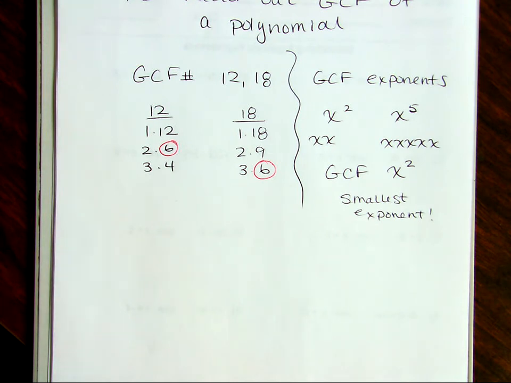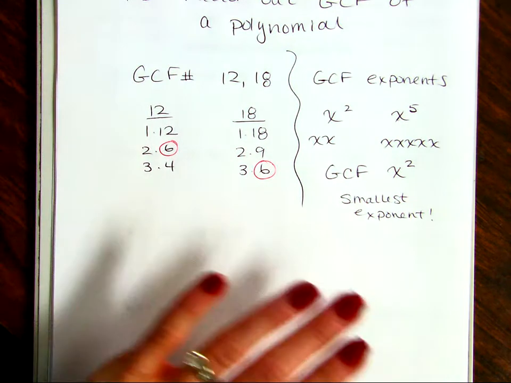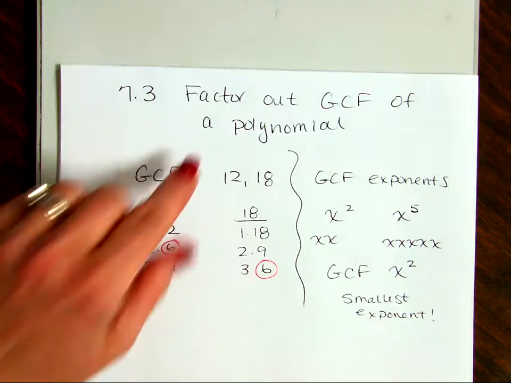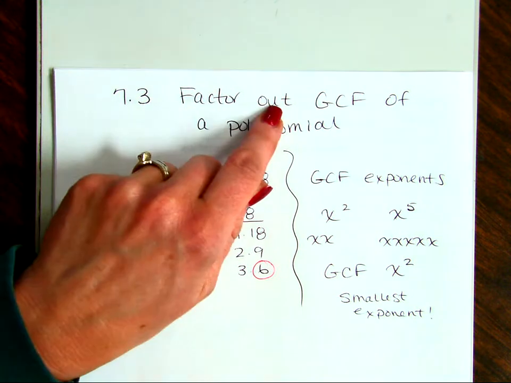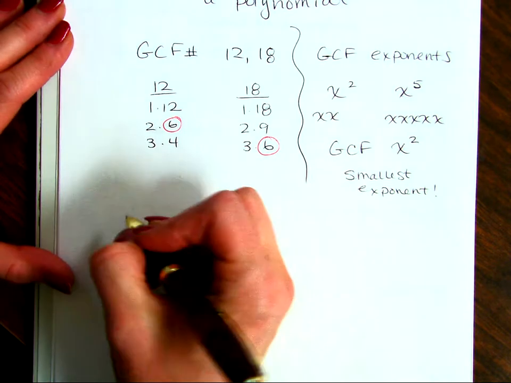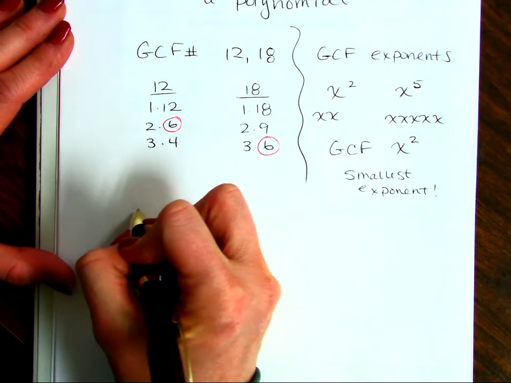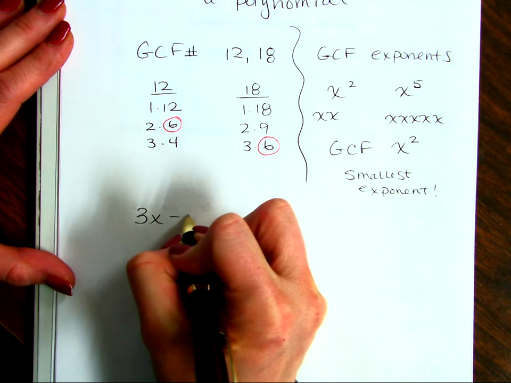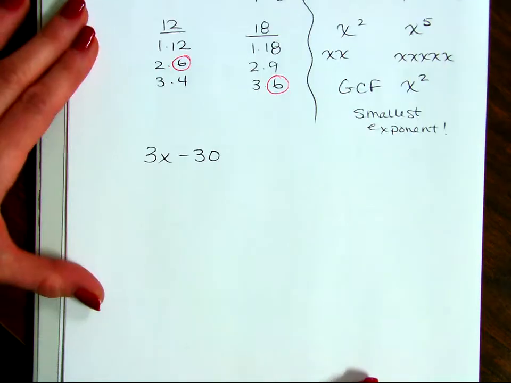So now that you know the GCF of that, that is just finding the GCF. I'm not asking you to find the GCF. I'm asking you to factor out a GCF. So now that we know how to find it, let's talk about what it means to factor it out. So if I were to take 3x minus 30 and ask you to factor that.